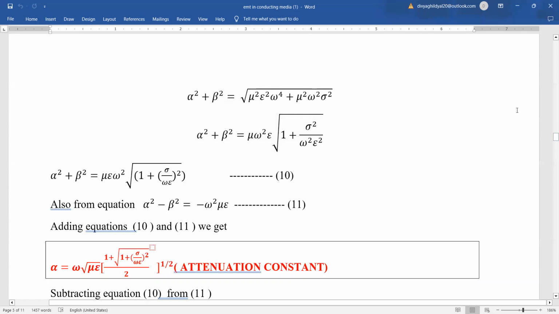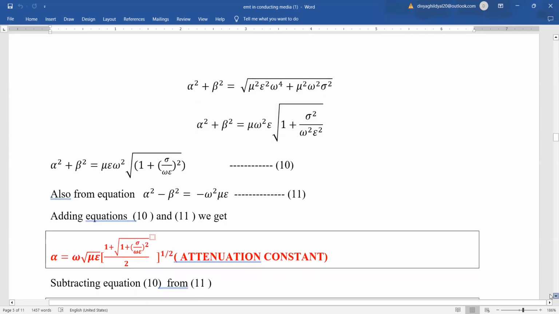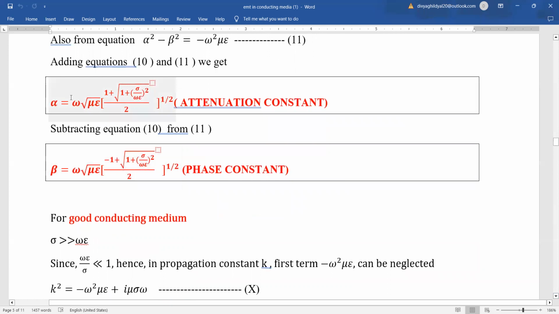Also, alpha is known as the attenuation constant, given by omega under root mu epsilon into [1 plus under root of (1 plus (sigma upon omega epsilon) whole square)] divided by 2, whole to the power of half. And the phase constant beta is equal to omega under root mu epsilon into [minus 1 plus under root of (1 plus (sigma upon omega epsilon) whole square)] divided by 2, whole to the power of half.